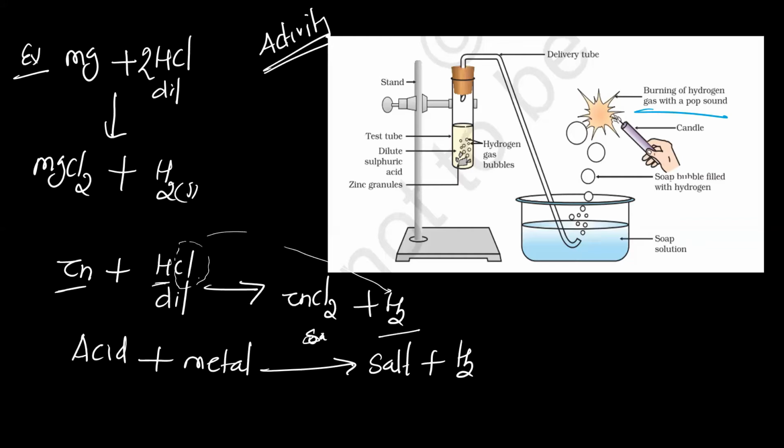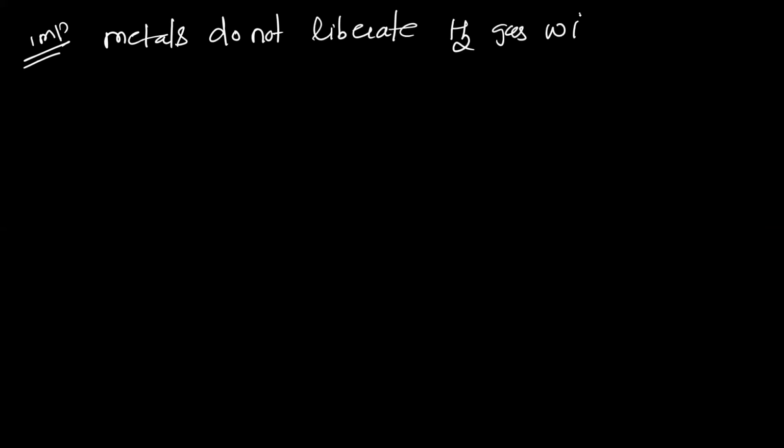But remember, till now I have taken examples of acid as dilute HCl and dilute H2SO4. But one very important thing is that metals do not liberate hydrogen gas with dilute HNO3. Very important. Why? If we make a reaction between metal and dilute HCl or dilute H2SO4, they produce hydrogen gas. But if I take dilute HNO3, they do not liberate hydrogen gas.